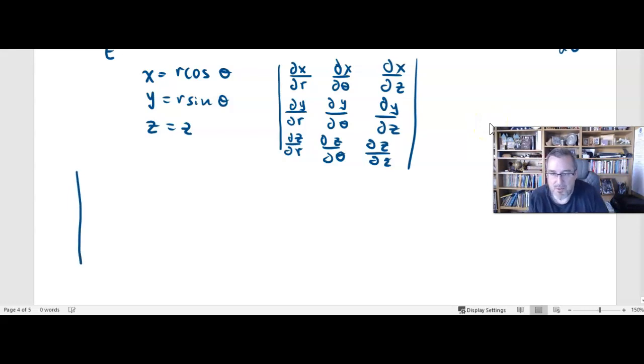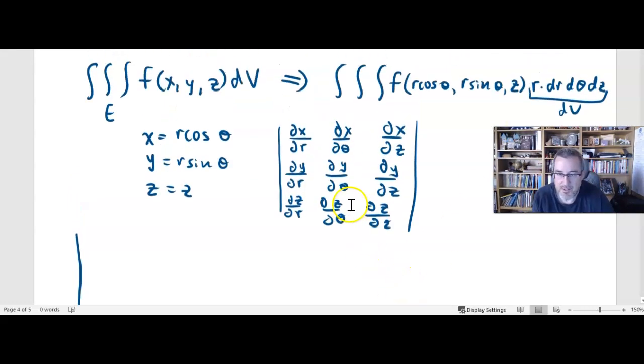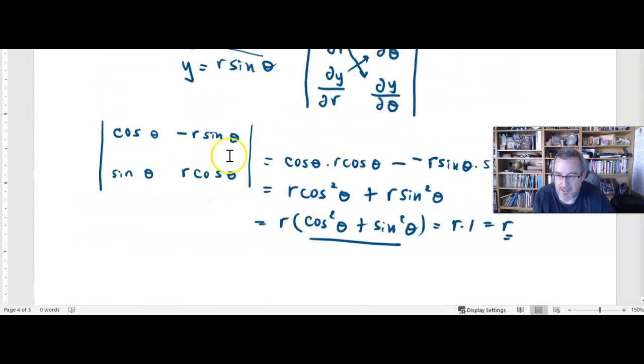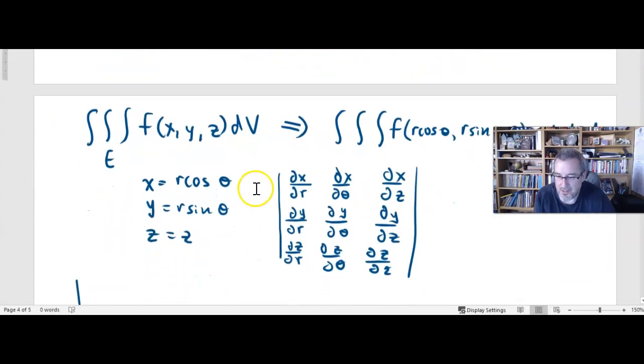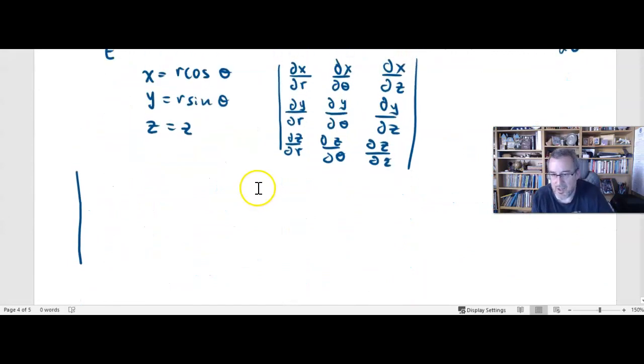Now I say quick because we've already done much work with this, like dx dr, dx d theta, dy dr, dy d theta. We've already done those, so I'm going to just do them really quick here again. dx dr, dy dr, dz dr. Take the derivative of z, which is equal to z, with respect to r.